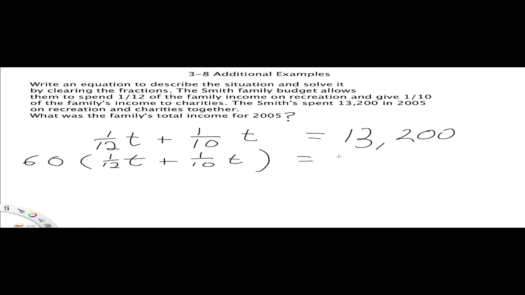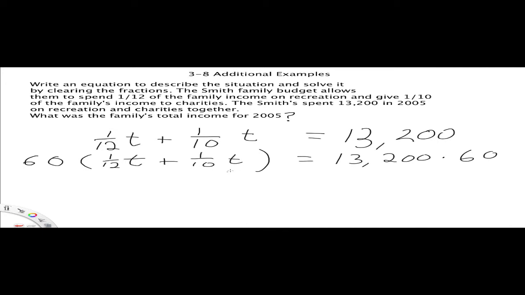equals 13,200 times 60. Now in this case I went ahead and wrote this in parentheses rather than putting each one in there, we know that we're going to use the distributive property here, and 60 will be multiplied by both of these terms in order to get our final result.